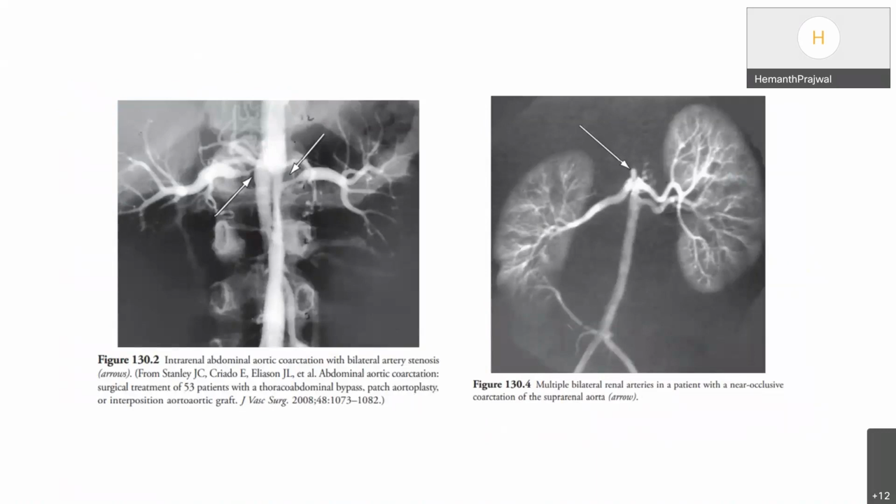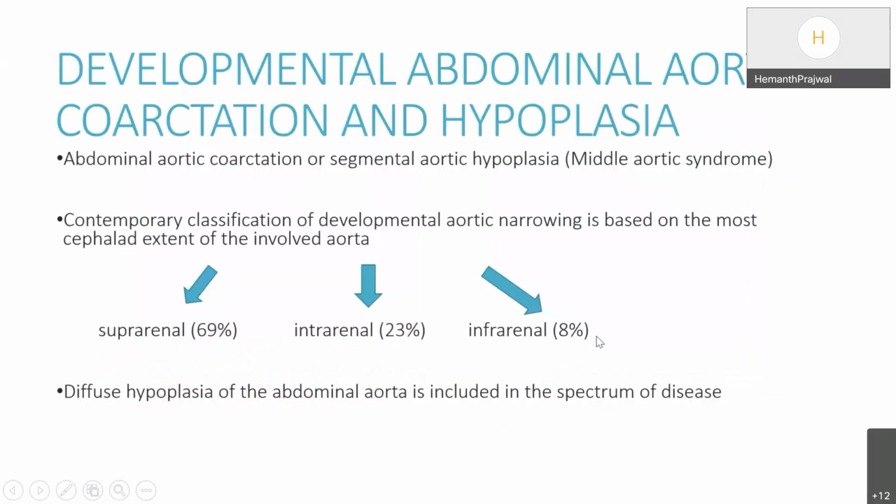In these images, you can clearly see there is narrowing in the pararenal and infrarenal aorta with narrowing of the renal vessels as well. And in this image, you can see there is a near complete occlusive lesion of the suprarenal aorta with additional accessory renal vessels arising from the infrarenal aorta.